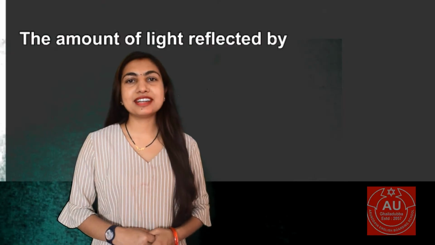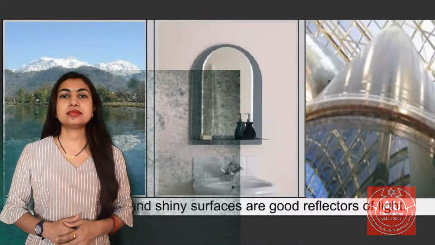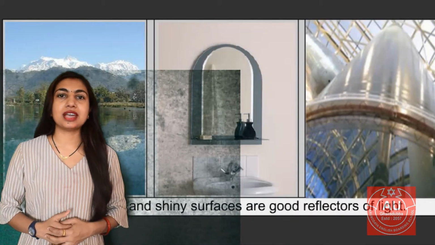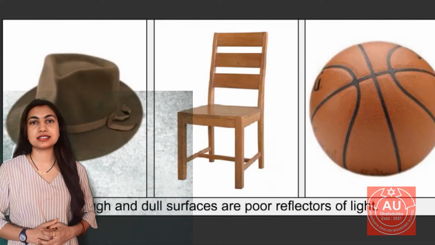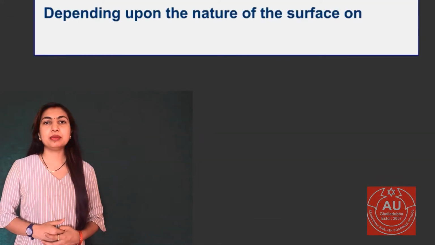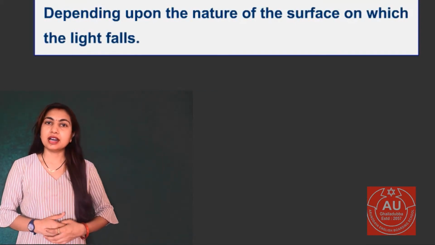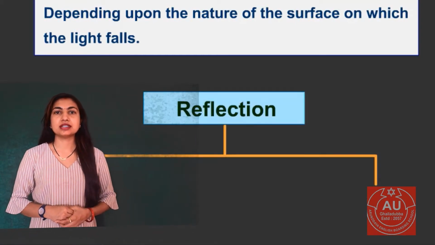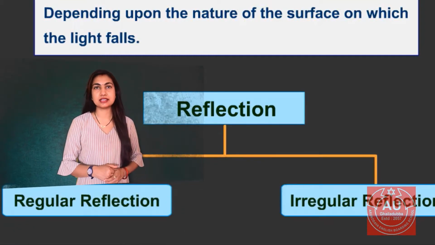The amount of light reflected by an object depends upon its surface. Hard, smooth and shiny surfaces are good reflectors of light, but rough and dull surfaces are poor reflectors of light. Depending upon the nature of the surface on which the light falls, there are two types of reflection. They are regular reflection and irregular reflection.